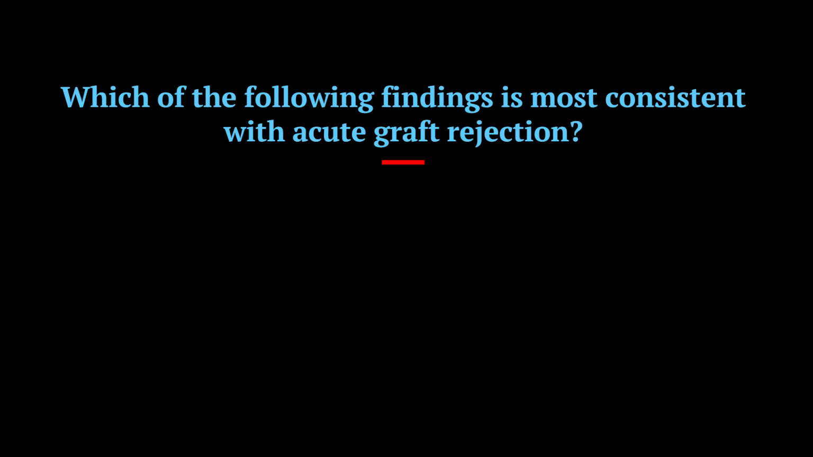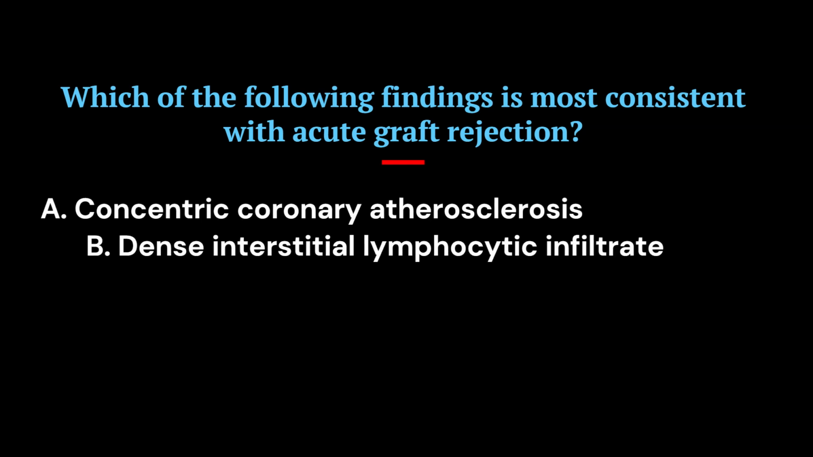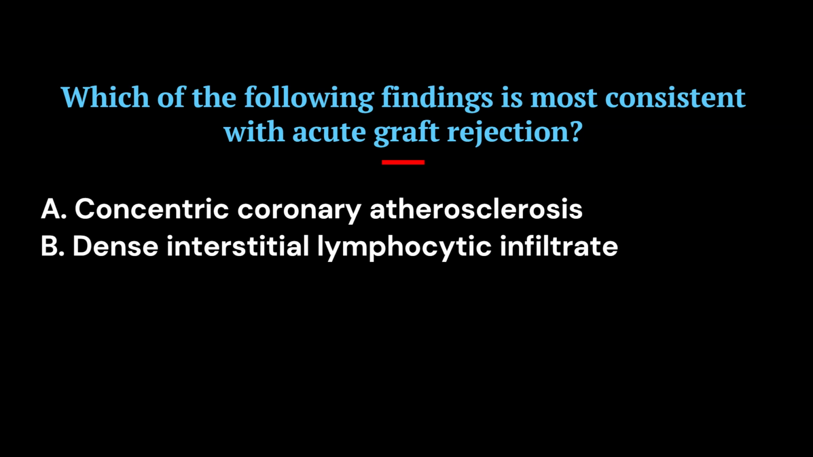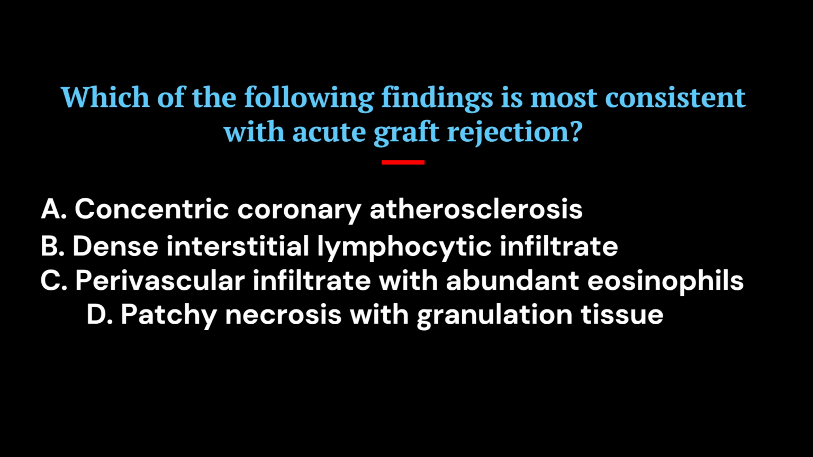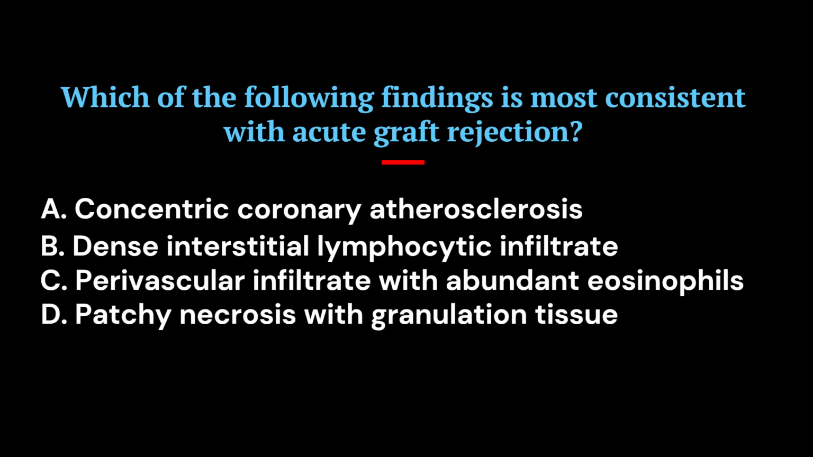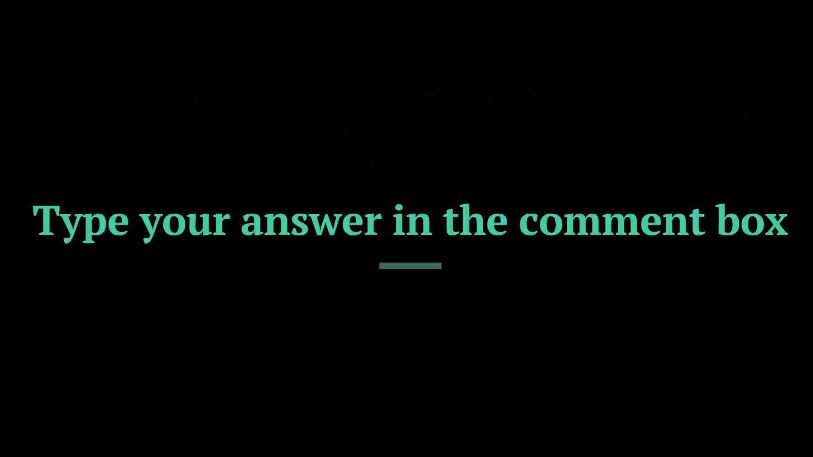Your options are: A. Concentric coronary atherosclerosis. B. Dense interstitial lymphocytic infiltrate. C. Perivascular infiltrate with abundant eosinophils. D. Patchy necrosis with granulation tissue. E. Scant inflammatory cells and interstitial fibrosis. You have 15 seconds to type your answer in the comment box.